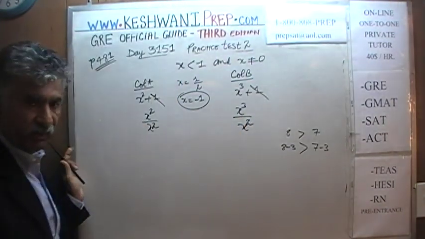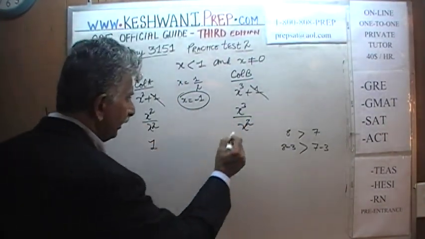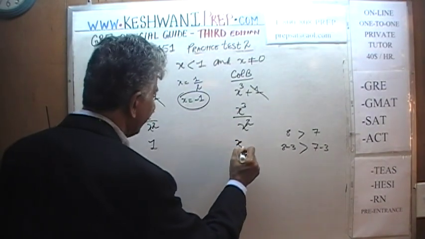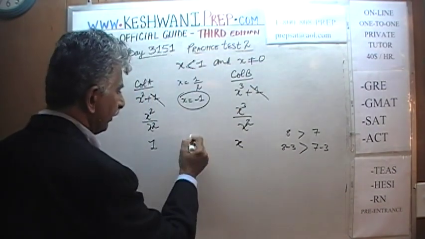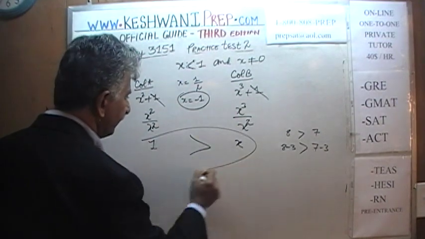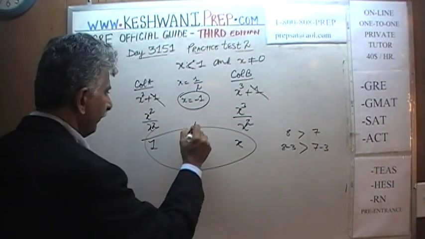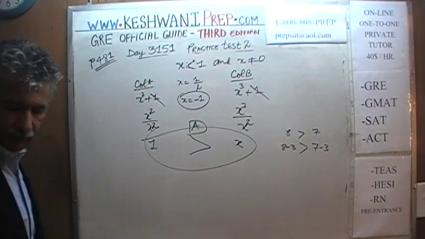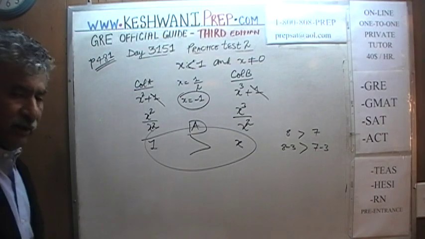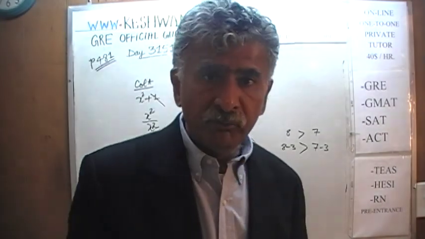If we divide both columns by x squared, this just becomes 1, and x cubed divided by x squared is just x, and we are told that x is less than 1. The problem tells us x is less than 1. The answer is A. That's all. So that's just one way of doing it. This is the algebraic way of doing it, and sometimes it is faster if you can see the algebra.